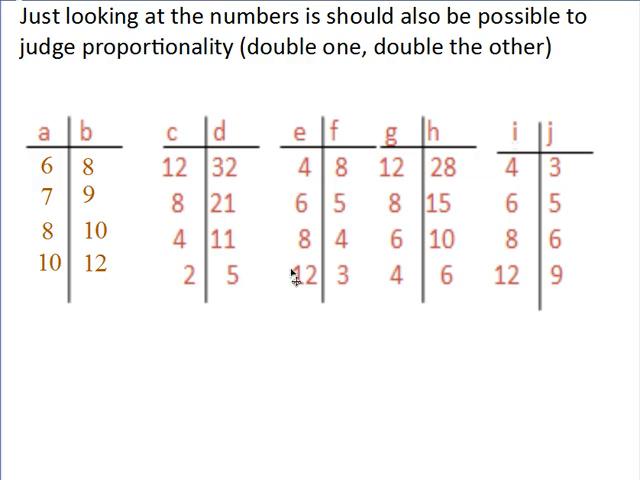Let's do some practice, not with graphing, but just looking at these numbers. Look at these 5 sets of data and pick out the ones which are direct proportionalities, where doubling one means you double the other. And we'll look at that when we get back to class and see if we can agree.